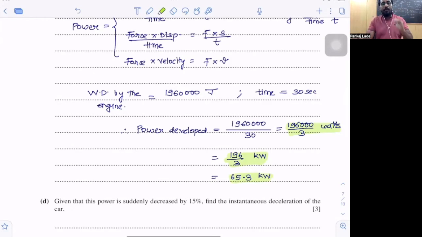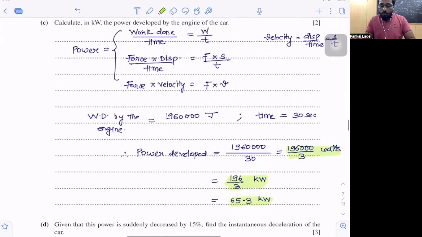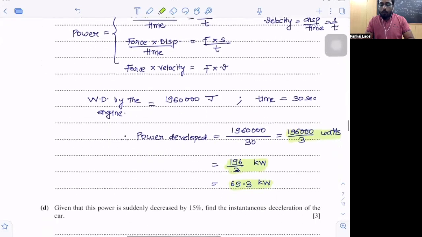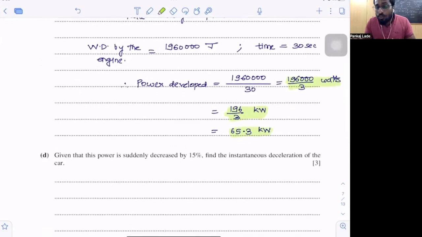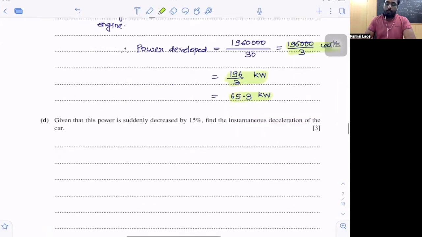The power has decreased by 15%. What was the power that was there? So power developed was 196,000 divided by 3 watts, right? That was the power developed. It has decreased by 15%. So what's the new power?